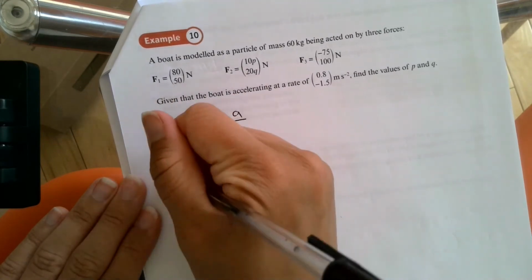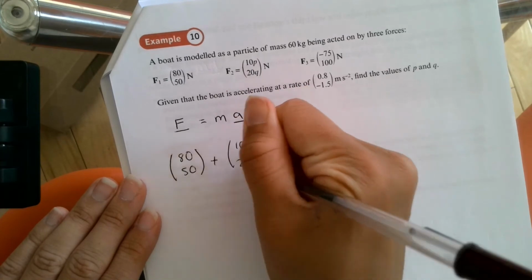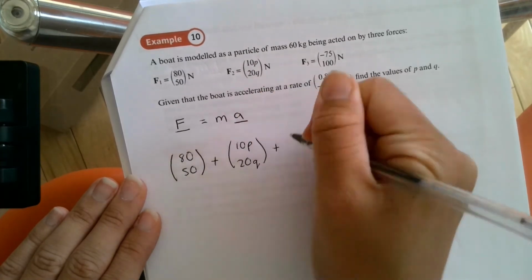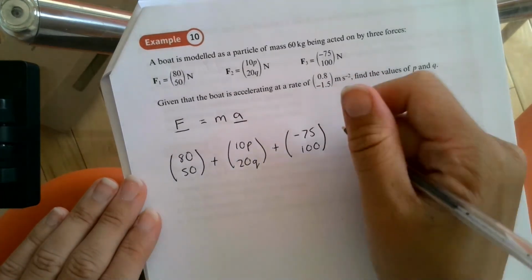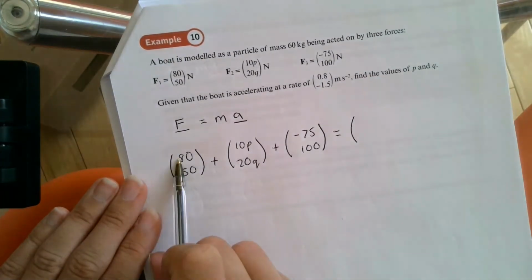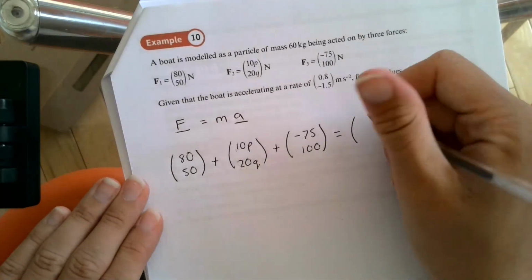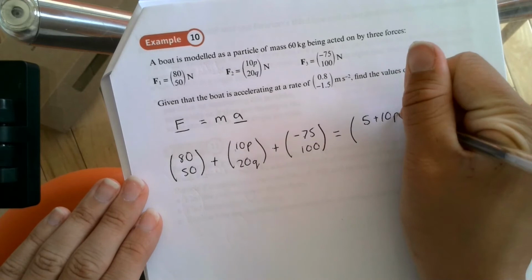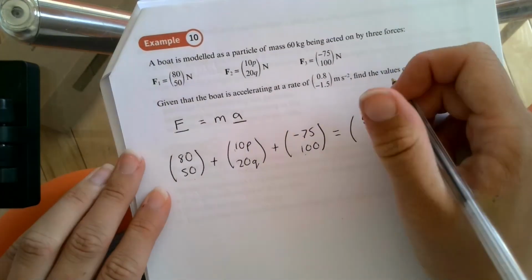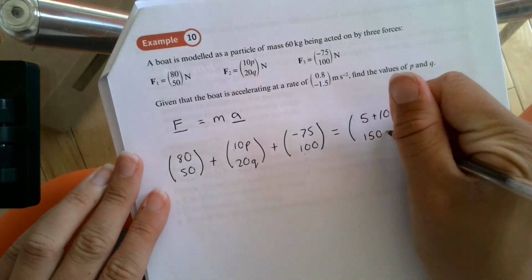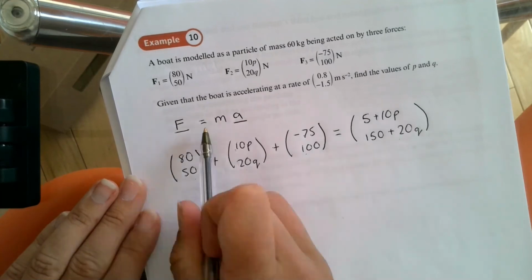So I've got 80, 50, plus 10p, 20q, plus minus 75, 100. That's going to be a resultant force. Let's make it a bit neater and tidy. So I've got 80, take away 75 and plus 10p at the top here. So that's just going to be 5 plus 10p. Then add 50, add 100 and add 20q. So that's going to be 150 plus 20q. That's my resultant force. So now let's plug into Newton's second law.